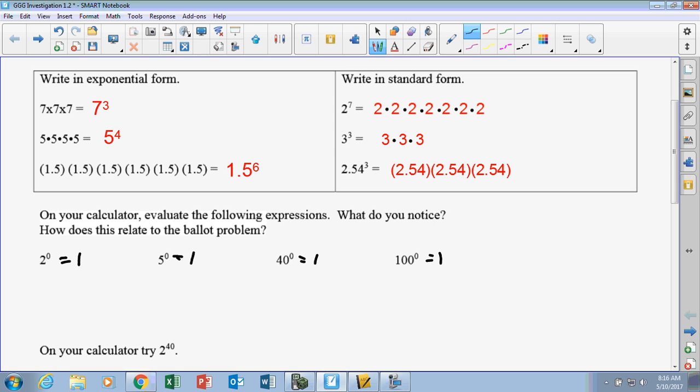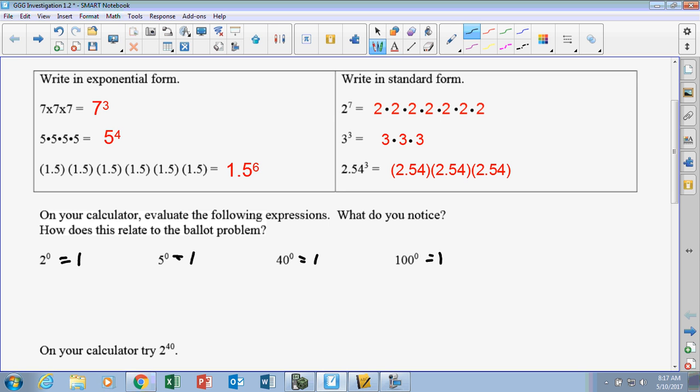So look how they ask, how does this relate to the ballot problem that we did yesterday in 1-1? How many ballots did you have? We took a sheet of paper, we made 0 cuts. 1, right? So even though that 2 to the 0 power is 1 because we didn't start cutting until we made our first cut, we had 2 ballots, right? Or until we had our first cut, we had 1 ballot, 1 sheet of paper.